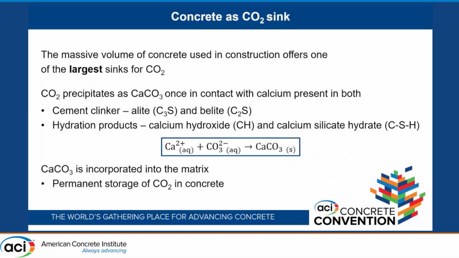We can combat this CO2 problem by using the concrete itself as a CO2 sink. When the CO2 comes in contact with a calcium-rich material, it precipitates as calcium carbonate. This calcium-rich material can be cement clinker or hydration products, and when this calcium carbonate is incorporated into our concrete mix, it works as a permanent storage of carbon dioxide in the mix.